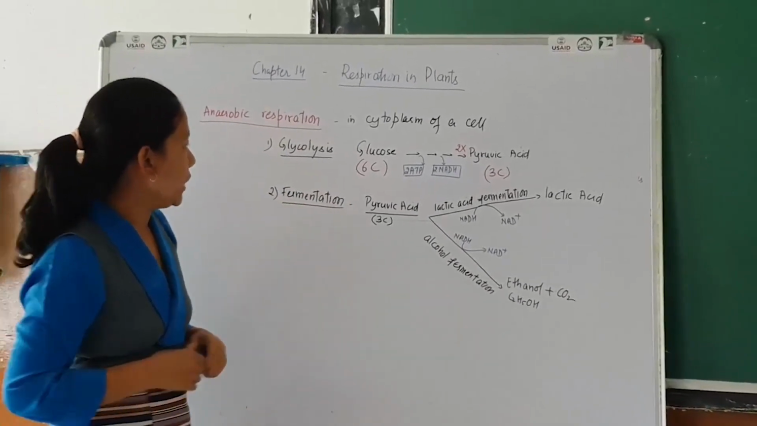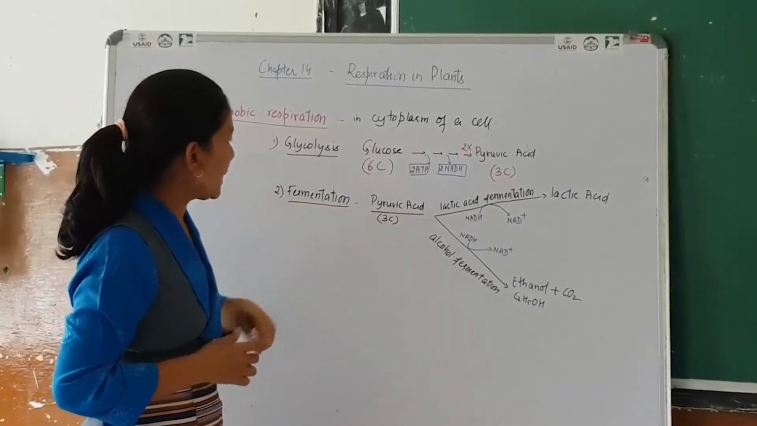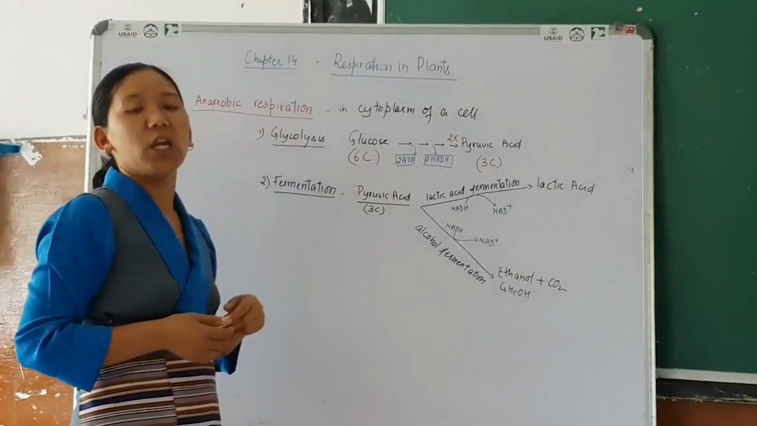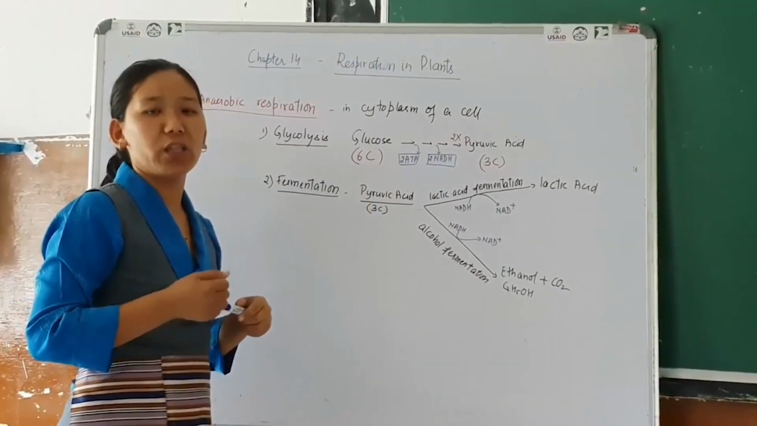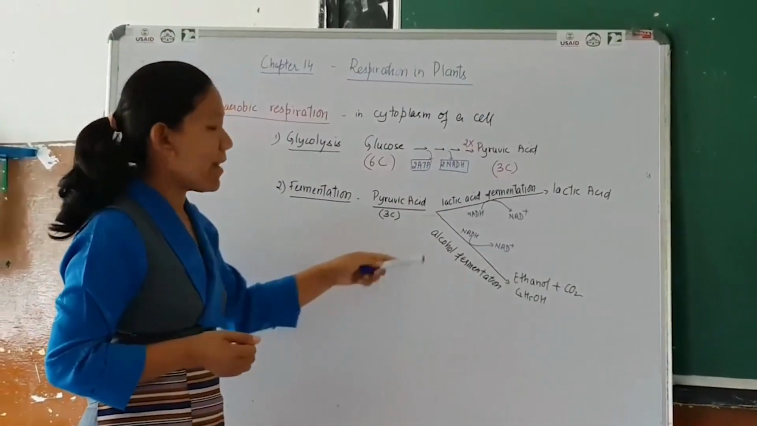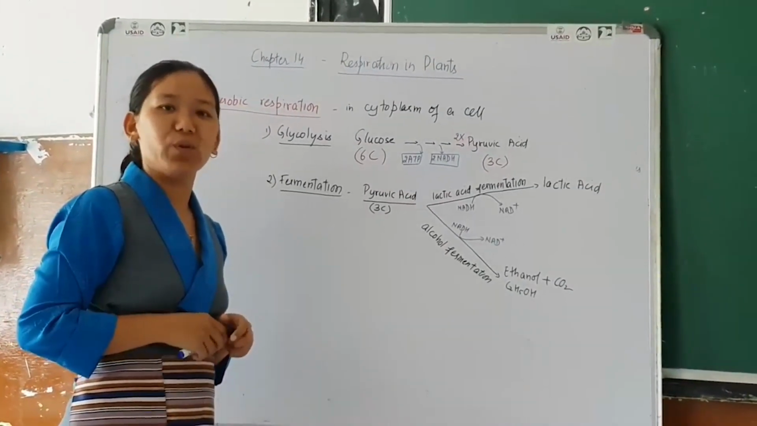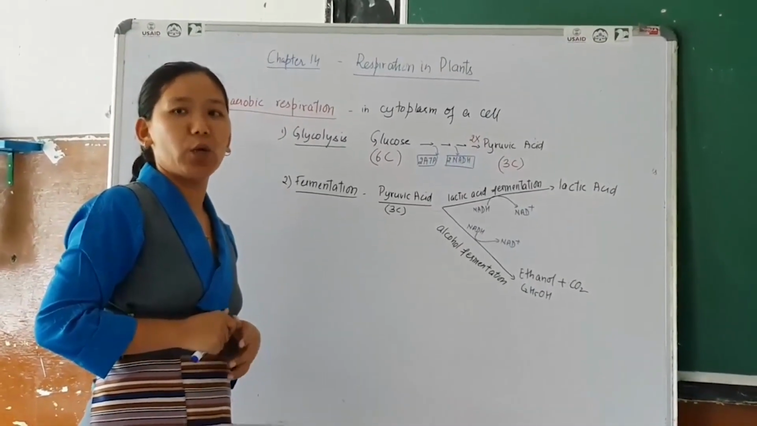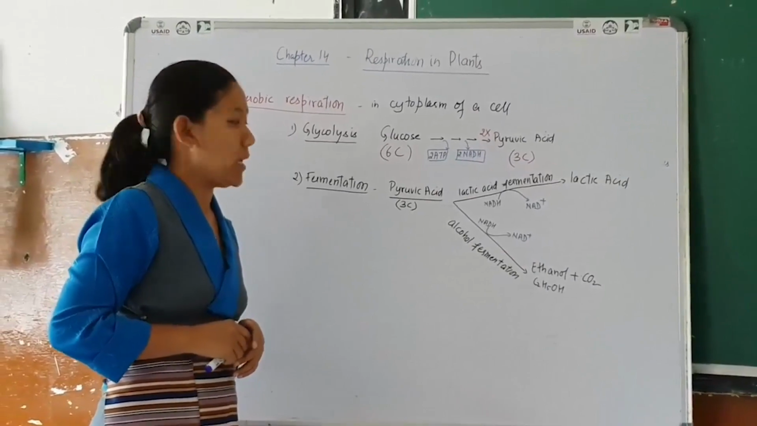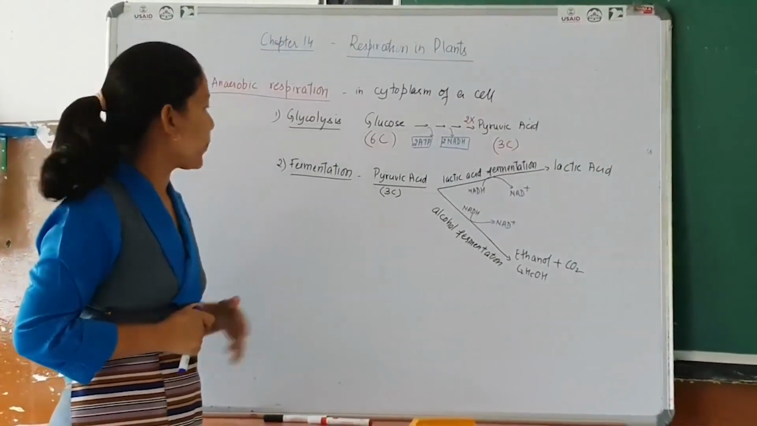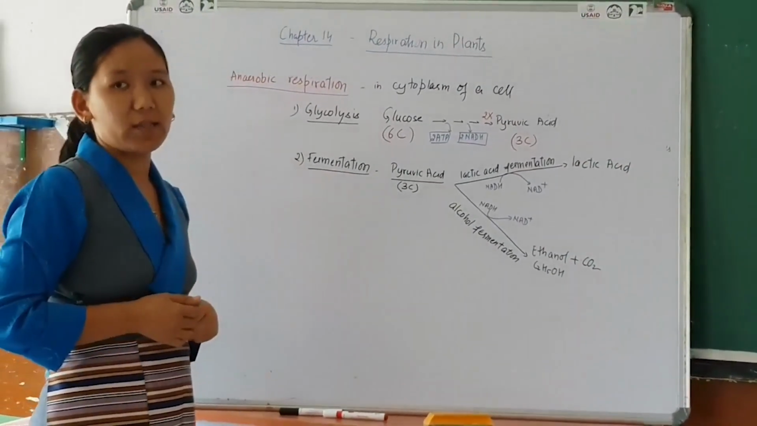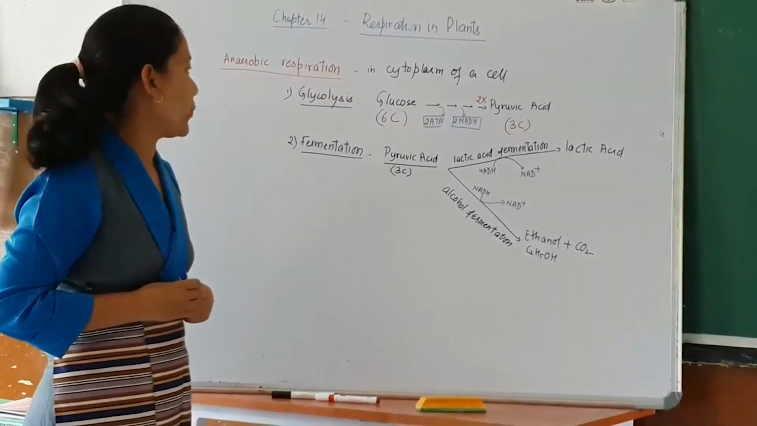Now here, pyruvic acid, lactic acid fermentation also occurs in our body, in the muscles. And then alcoholic fermentation, the common example you know is that of yeast, which is used to produce wines and other alcoholic products. Okay, now let us look at the amount of energy produced.